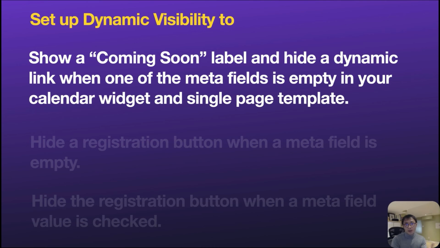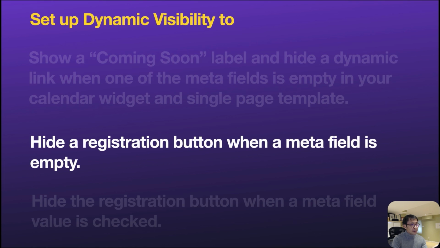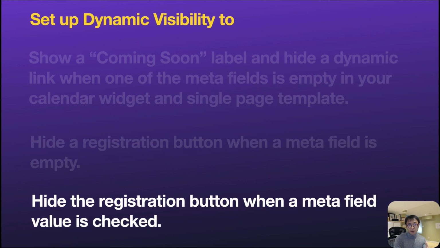Okay, once again, we covered those three things today: how to set up dynamic visibility to show a coming soon label and hide a dynamic link, and hide the registration button when the meta field is empty. And the third item was hiding the registration button when the meta field value is checked. I hope this helps, and I'll see you next time.